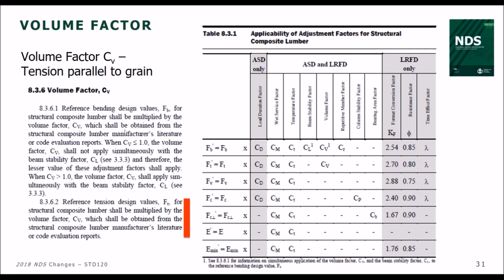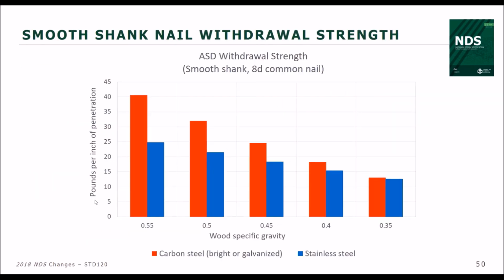We have a lot of questions today. Let me get back to the stainless steel graph because I saw a question about that. Was one I was just about to ask. So why is it that the stainless steel capacities are less for withdrawal?